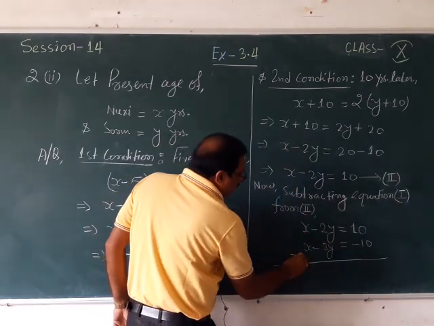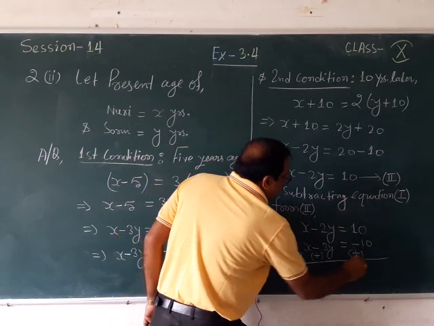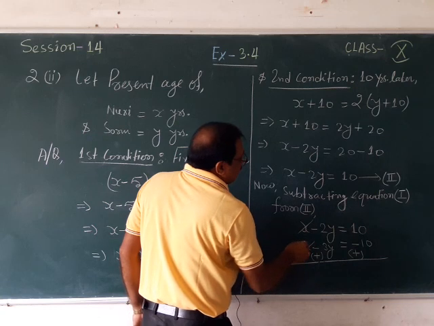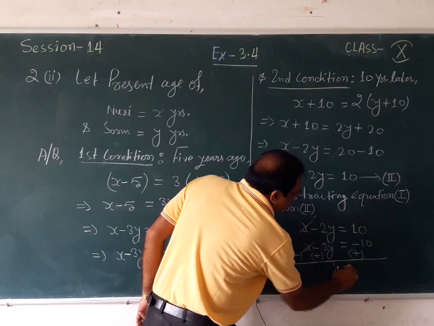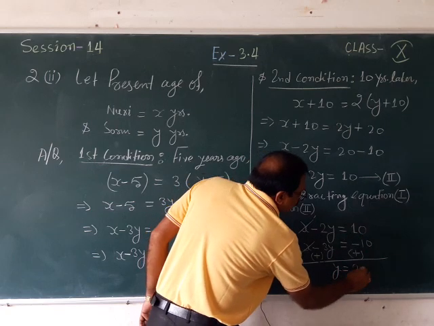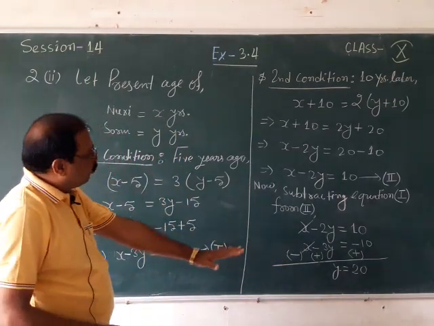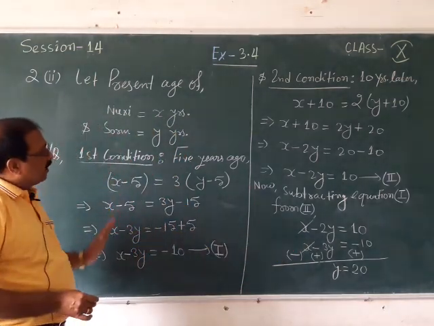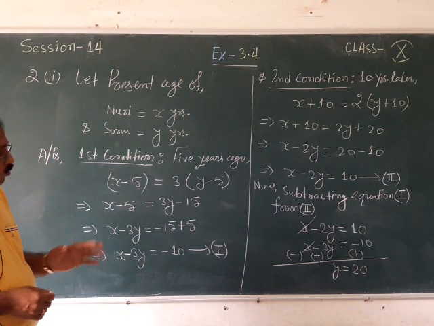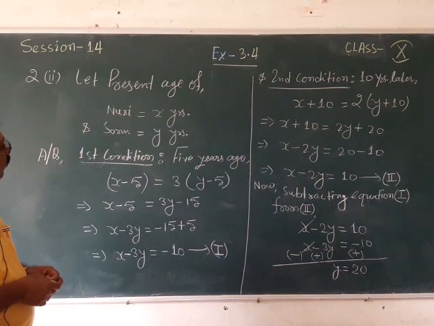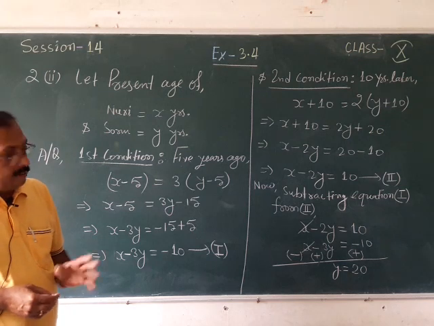Now subtracting, so here it will be minus sign, this sign will be plus, and here this sign will be plus. Further x and x are cancelled. Now minus 2 and plus 3 becomes only y, and here 10 plus 10 becomes 20. So the value of y has come, that is y equal to 20. Till here you copy down first, then I am showing the remaining part of this solution. So y equal to 20 is coming. That means we have got the age of Sonu over here. Sonu's age is 20 years.